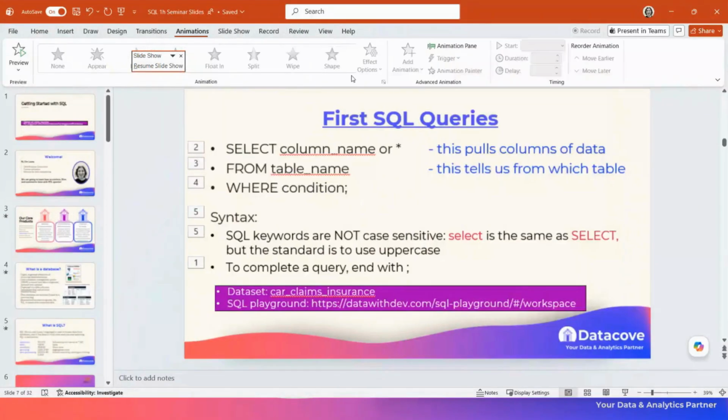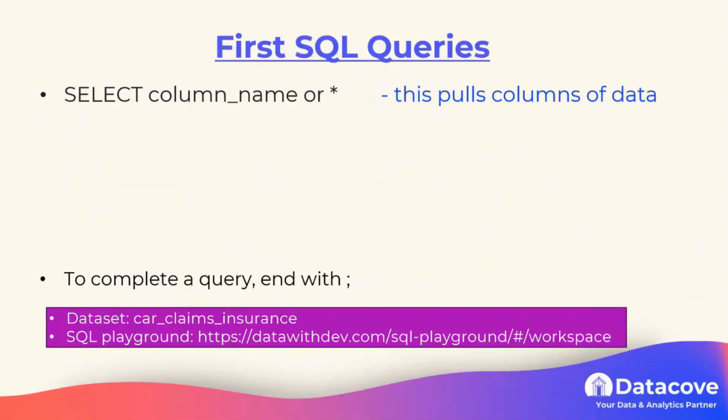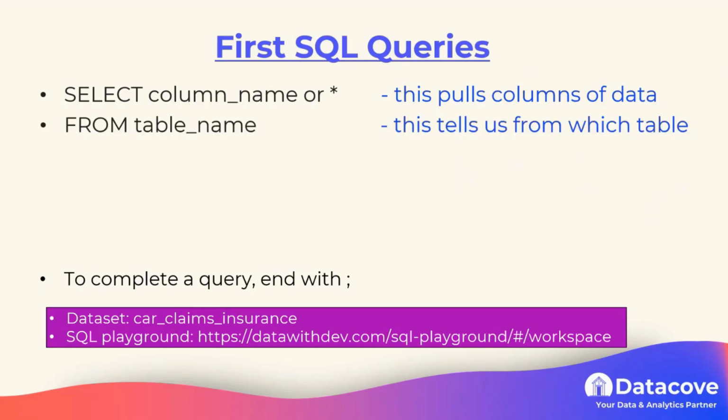Okay, I'll just go back to look at a few of the other things. So we've done our SELECT column name, that pulls the columns of data. We've done FROM our table. We've added a WHERE condition. At this point, you don't have to, that's fine. And we end with our semicolon.